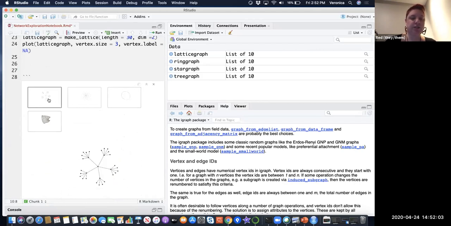And you can see that's a tree, a star, a ring, and a lattice.